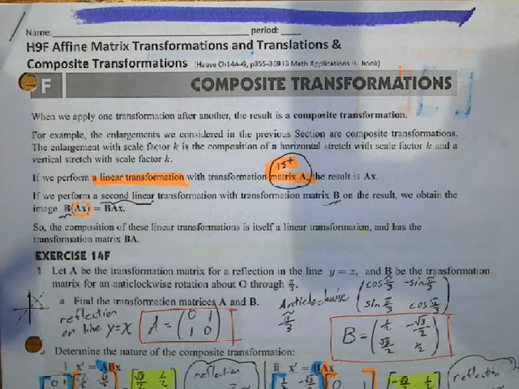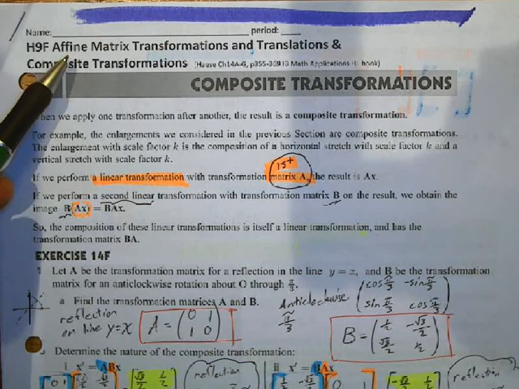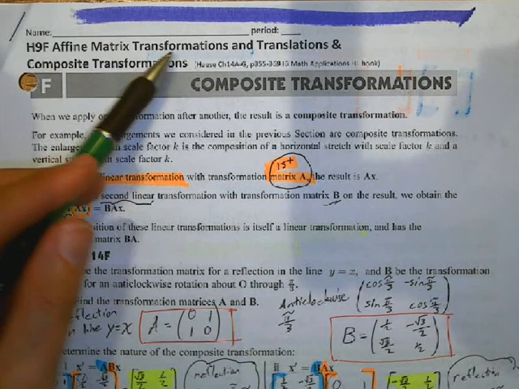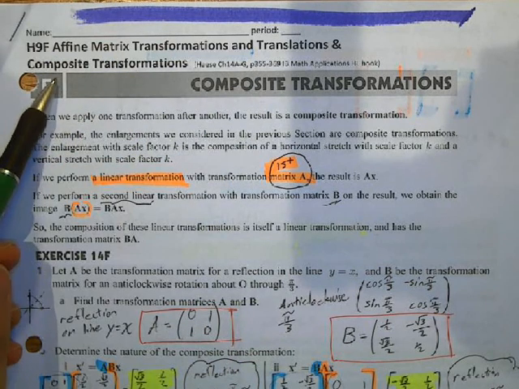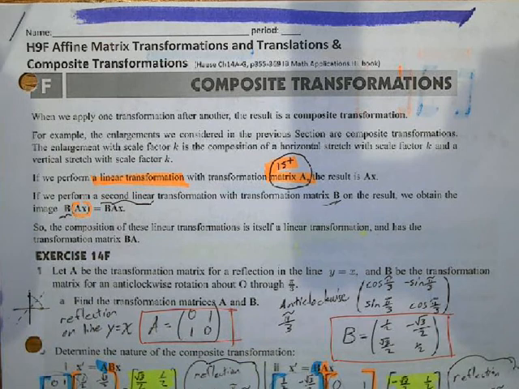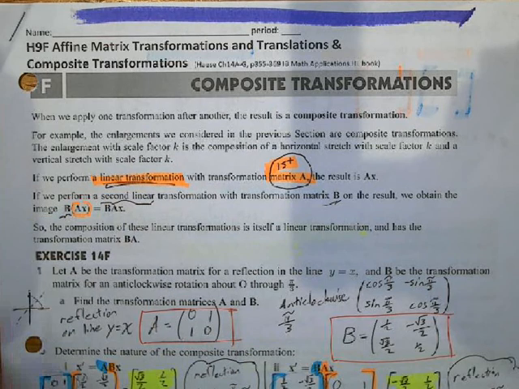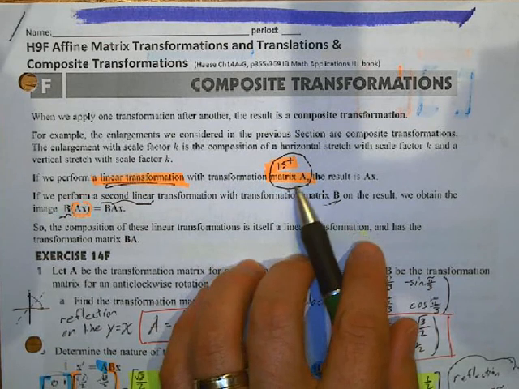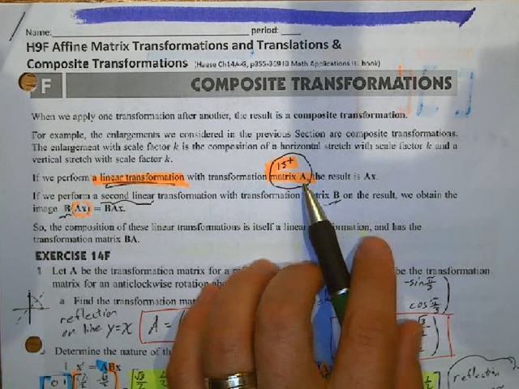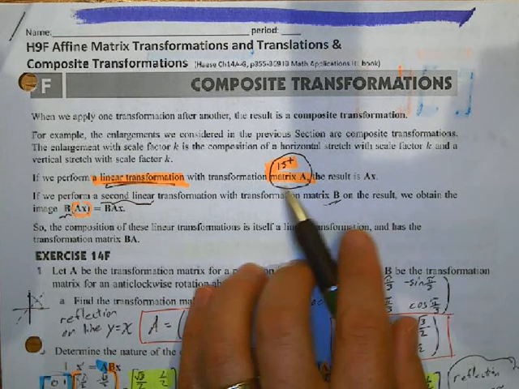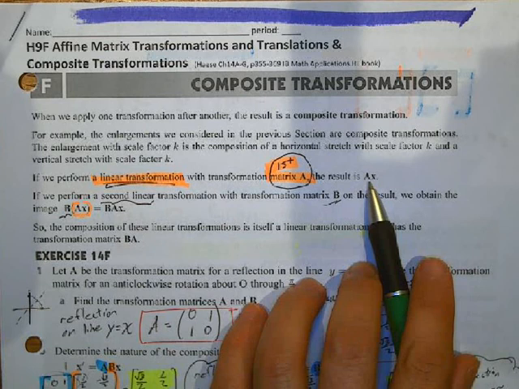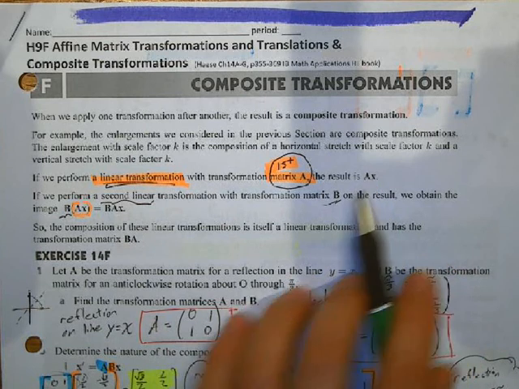Okay, we're going to do H9F, Affine matrix transformations and translations, and composite transformations. That's a mouthful. So we've been working with linear transformations all along. If I've got a transformation that I multiply to a matrix, we simply multiply our transformation times the matrix.